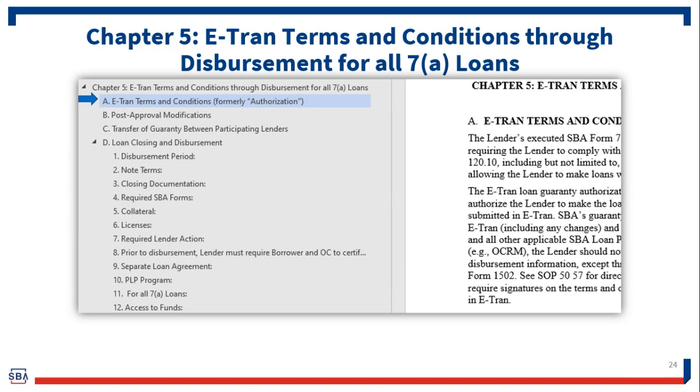The ending chapter, Chapter 5, E-Tran terms and conditions through disbursement for all 7A loans, takes the user from E-Tran terms and conditions, which is formally authorization, through post-approval modification, transfer of guarantee between participating lenders, and finally the steps for loan closing and disbursement.